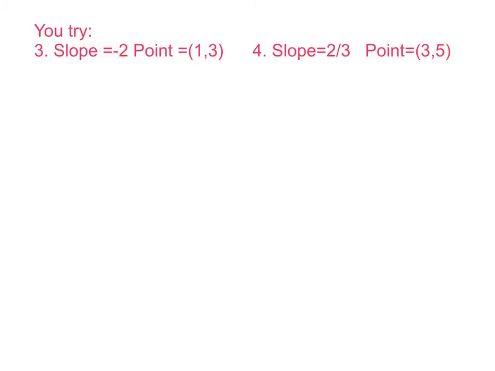So now I want you to try. Use that formula, plug in your points, and when you're done you can come back and we'll work through it together. So we're going to use our formula. So x1, y1, y minus 3 equals negative 2 times x minus 1.